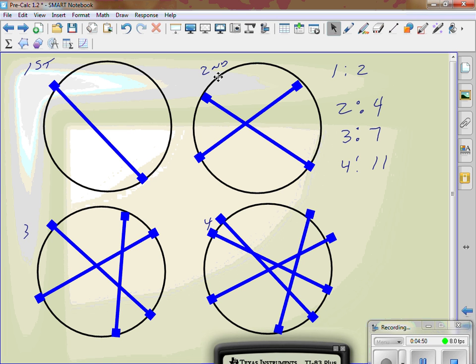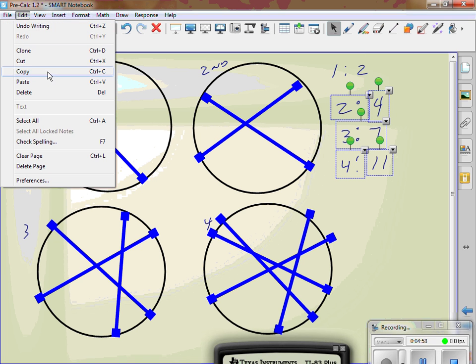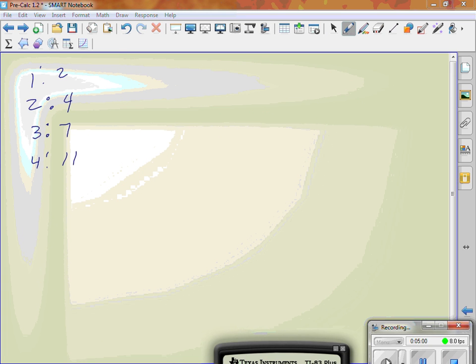Right. I'm going to get rid of all this stuff. I took out the circles. So the first one gave me 2. The second one gave me 4. Third one gave me 7. Fourth one gave me 11. I want to try to change this. I have u sub 1 means 2. U sub 2, 4. U sub 3 is 7. U sub 4 is 11. That is really what we just created.